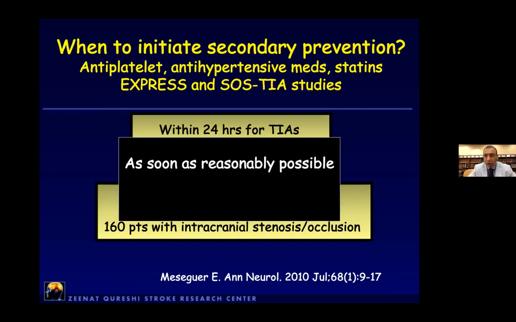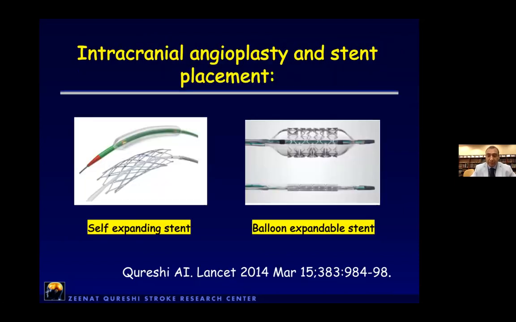Whenever we talk about intracranial atherosclerosis and any therapeutic intervention, including intracranial stent placement, to prevent a second ischemic event, we have to think of doing this intervention as soon as reasonably possible. Now, intracranial angioplasty and stent placement has been evaluated over the last 25 years, and perhaps even longer, for patients with intracranial stenosis, because these patients have a high risk of recurrent ischemic events despite medical treatment once they've had their first ischemic event.